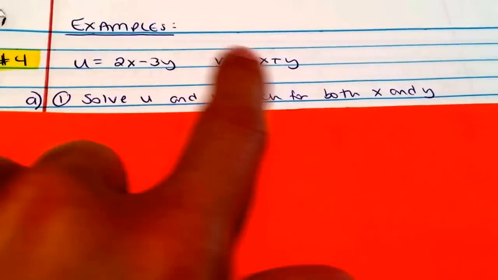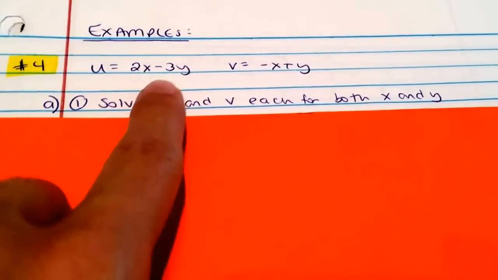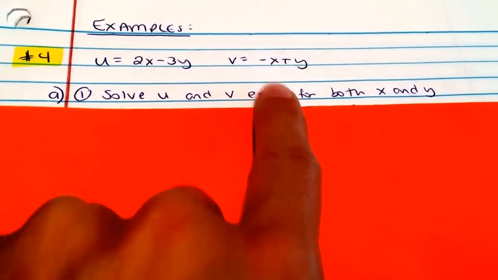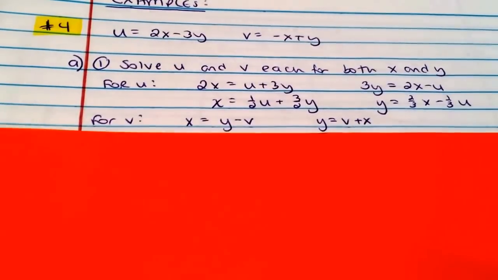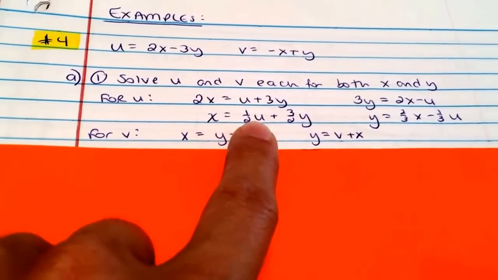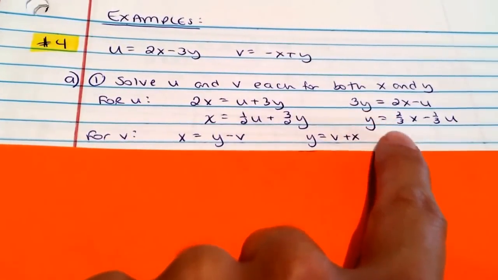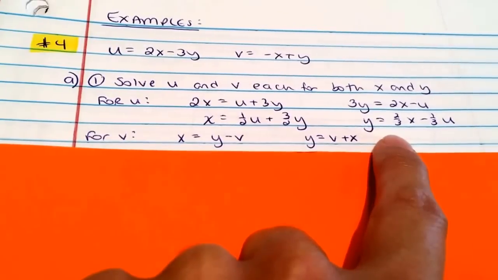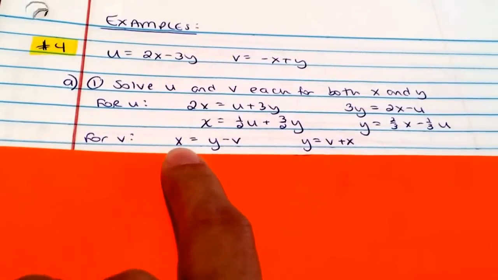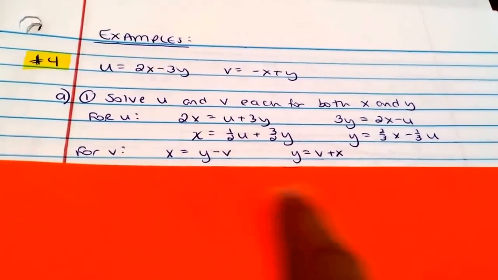So step 1 in this process, you're going to take these two equations that you have here, and you're going to solve this for x, and then solve it for y. Then you're going to solve this for x, and then solve it for y. All right, so for the u, take the u, solve it for x, I get this. Then take the u and solve it for y, and I get this. And then for the v, solve it for x, and then solve it for y. So now you have these 4 equations.